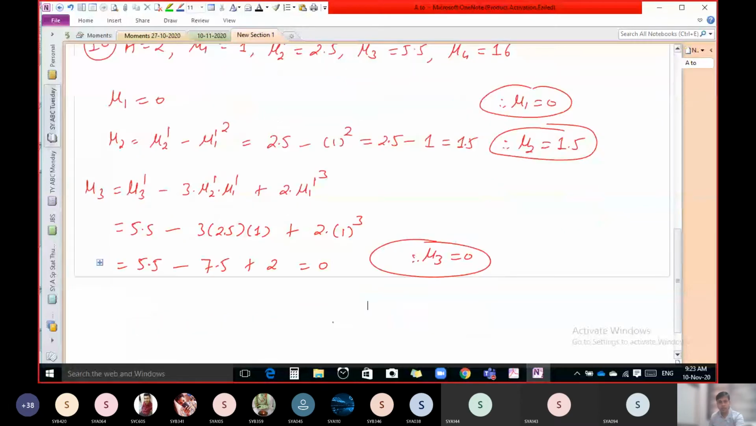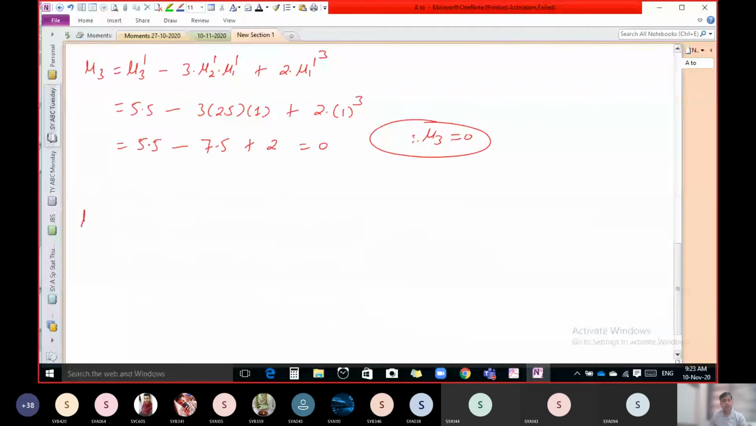And last one, that means mu4. The formula for mu4 is mu4 dash minus 4 times mu3 dash into mu1 dash plus 6 times mu2 dash into mu1 dash square minus 3 times mu1 dash raised to 4. There is no option, you have to learn this formula. Substitute all the values. Mu4 dash is 16.